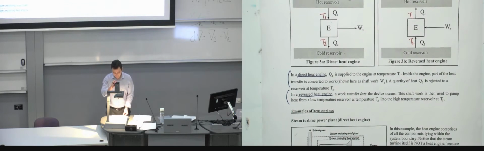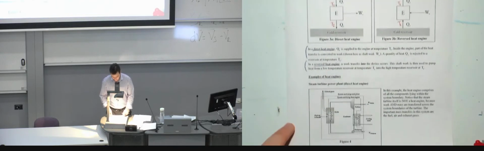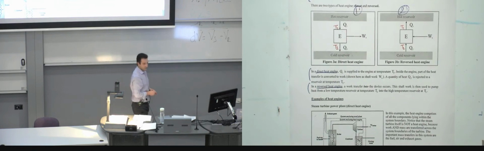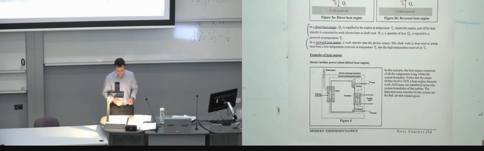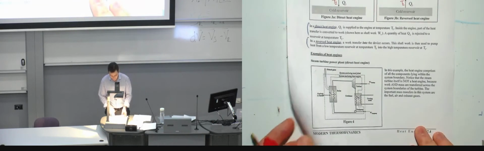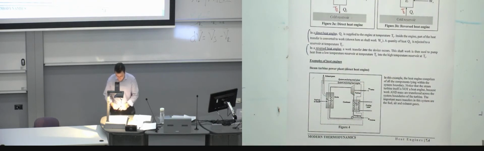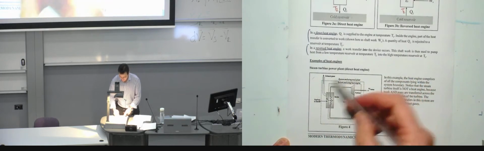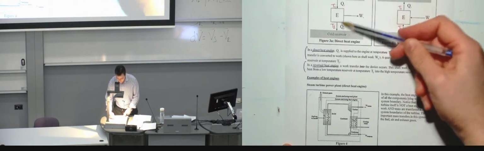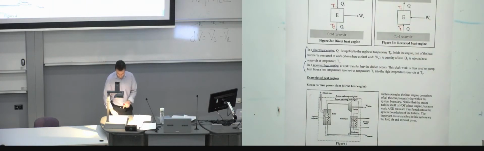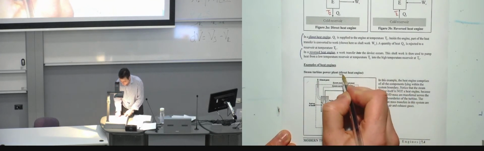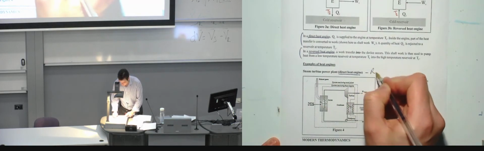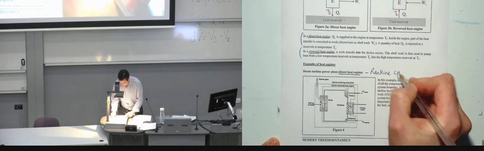Now, this is the part where it gets really, really interesting. You looked at the broad concept of heat engine. I'm now going to look at what this engine really is. This is one example of the heat engine in the form of the steam turbine power plant. I want you to imagine that the whole thing, what you see here, is what would go inside this box. So this is where we are looking at the details of the heat engine. This is the example of the direct heat engine. If you like, this is called the Rankine cycle.